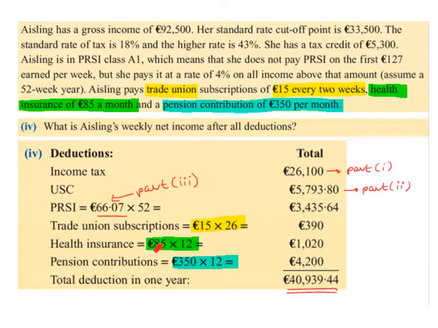Her health insurance is €85 times 12, because she pays that per month. There's 12 months in the year. It gives us €1,020. And her pension contributions is €350 times 12, because again she pays that monthly. That gives us €4,200. Adding them all together, €40,939.44. So that's her deductions for the year.